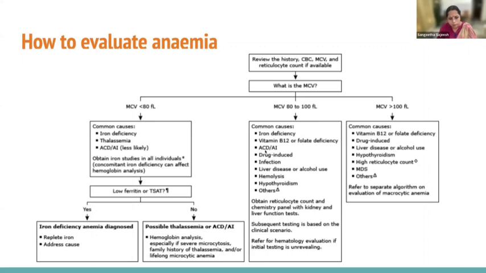Evaluation of other iron indices like low ferritin and transferrin saturation is also very important in patients with iron deficiency anemia. And we always have to rule out iron deficiency and vitamin B12 and folate deficiency in all these patients. Then once iron deficiency anemia is diagnosed, we have to plan the treatment accordingly.